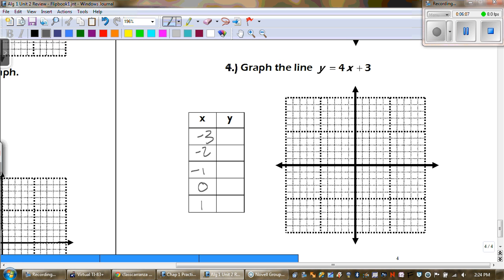Okay? So for this one, I want you to pause the video. Once again, you're just plugging in to the equation and then graph. Okay? Go ahead and pause the video. Good luck.